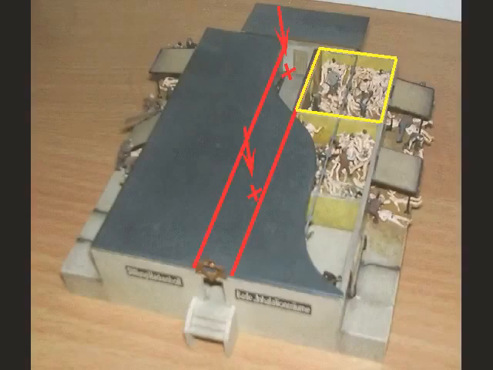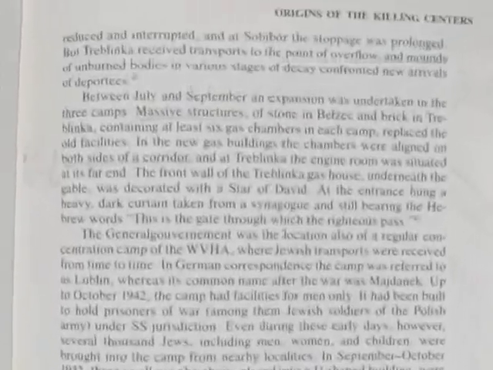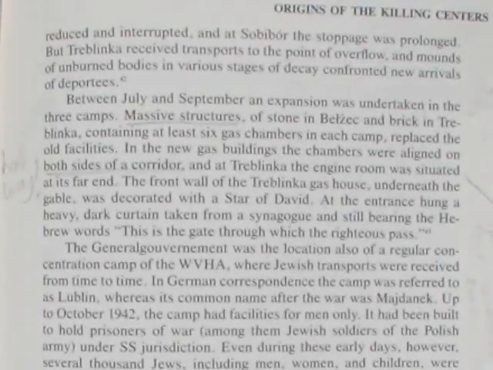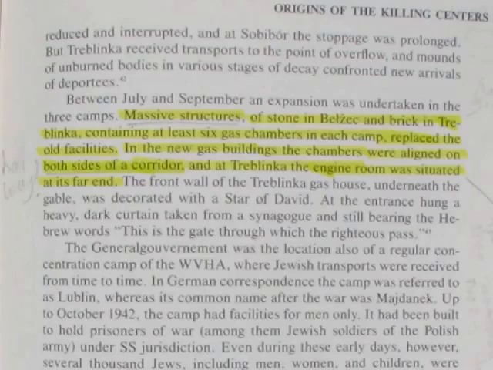Lastly, make the building bigger, so that it could hold 2,000 people, which is the amount of people that would come into the camp in one transport. The model we've been looking at is the second gas chamber design for the three camps. Previously, Belzec, Sobibor, and Treblinka had three-room gas chambers. Hilberg writes on page 879, massive structures, well, hardly massive structures as we've seen, of stone in Belzec and brick in Treblinka, containing at least 6 gas chambers in each camp, replaced the old facilities.